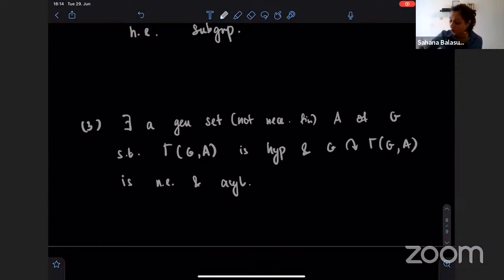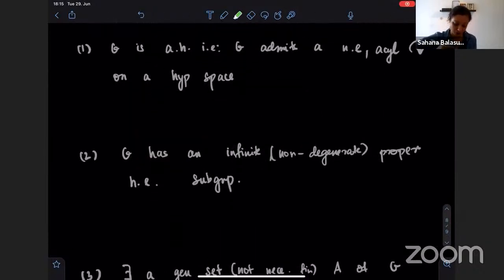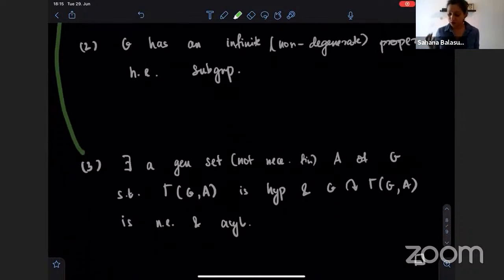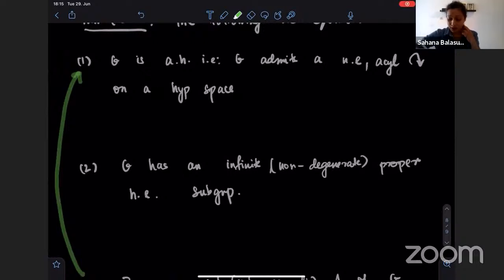And why are these conditions equivalent? Well, first of all, I think we would all agree that if I had the third condition to start with, then of course this automatically implies 1. So 3 implies 1 is sort of obvious from the definition, because of course this is an acylindrical non-elementary action on some hyperbolic space. How do we get from 1 to 2?